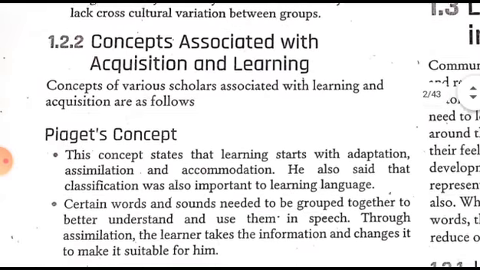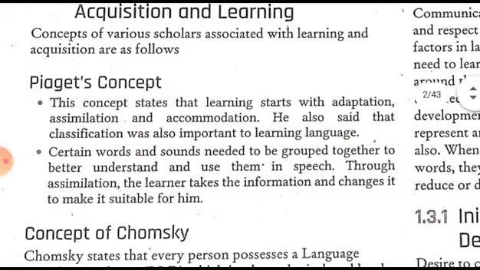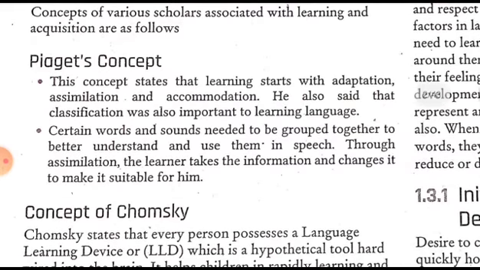Concepts associated with acquisition and learning. Concepts of various scholars associated with learning and acquisition are as follows. Piaget's concept. This concept states that learning starts with adaptation, assimilation, and accommodation. He also said that classification was also important in learning language. Certain words and sounds needed to be grouped together to better understand and use them in speech. Through assimilation, the learner takes the information and changes it to make it suitable for him.